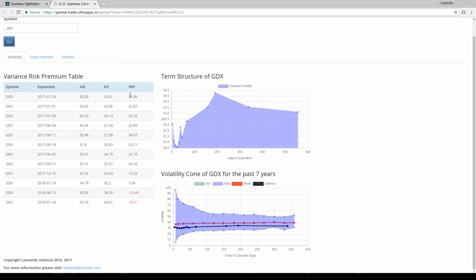So the table has a theme for each kind of trader. For option buyers, you tend to look for cheap variance risk premium lines, but for option sellers, look for expensive ones. That's how you will do it. So there you have it.